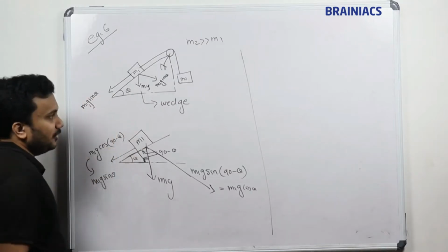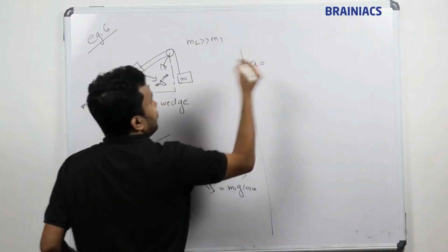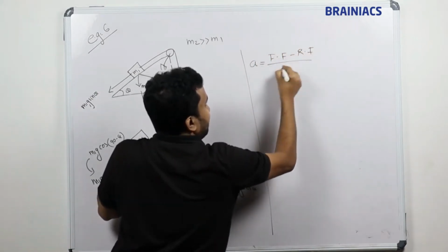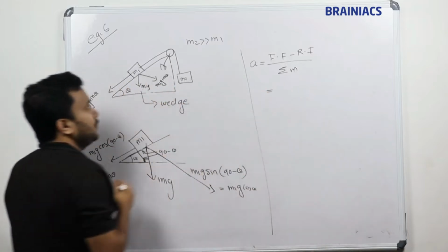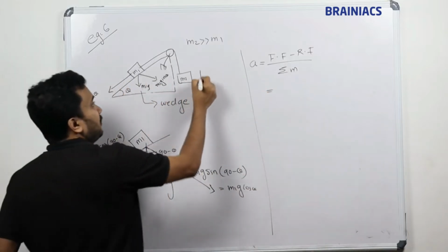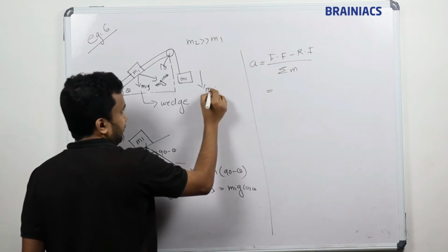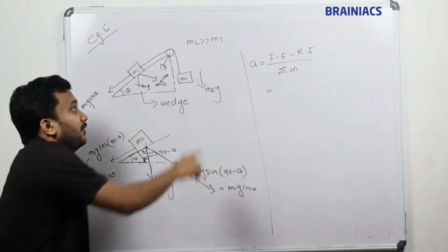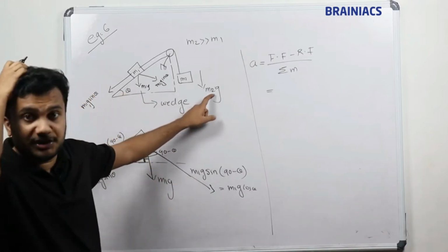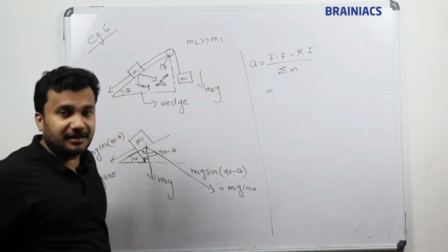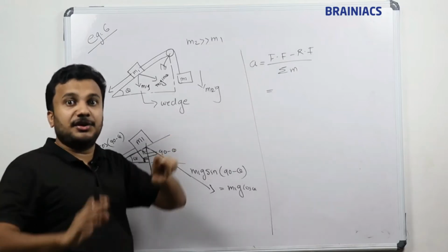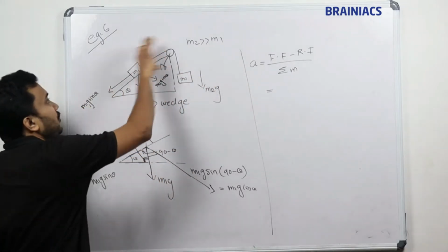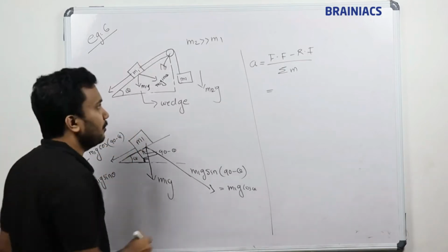Okay, so now we have to apply our formula. Acceleration is what? Forward force minus reverse force divided by sum of the masses. What is the forward force? I am assuming m2g's block is moving downward. If your assumption is correct, you will get a as a positive number. If your assumption is wrong, then you will get a negative number, which indicates acceleration in the opposite direction. That's all, so you don't need to worry about the direction.